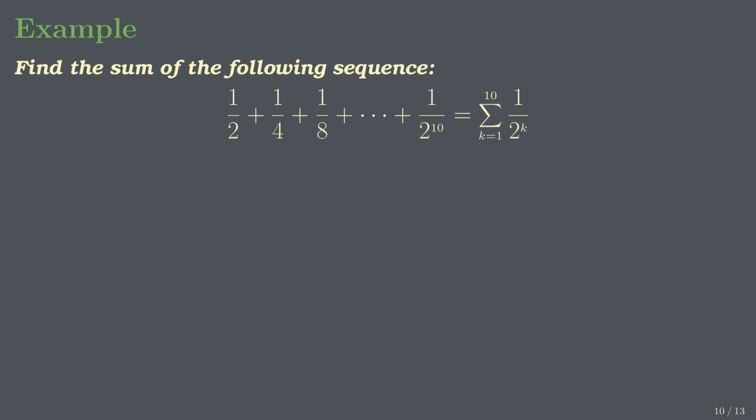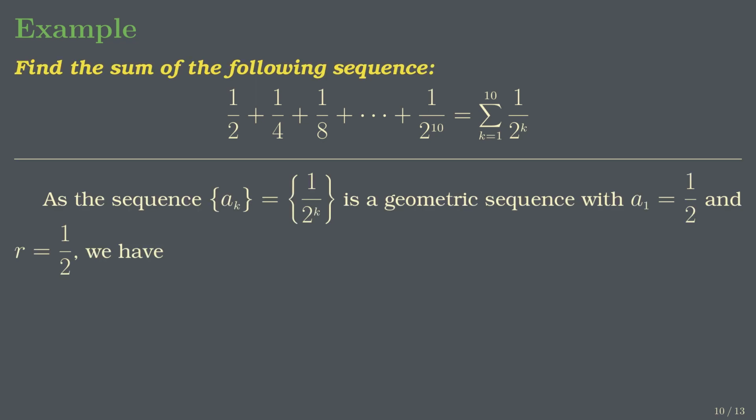Now, example. If you want to find out the summation of the sequence 1 over 2, 1 over 4, 1 over 8, etc., meaning that we have the sequence ak equal to 1 over 2 to the power k. So in this case, we know that the first term is 1 over 2, and we can easily see that the ratio is 1 over 2, which is different from 0 and 1.